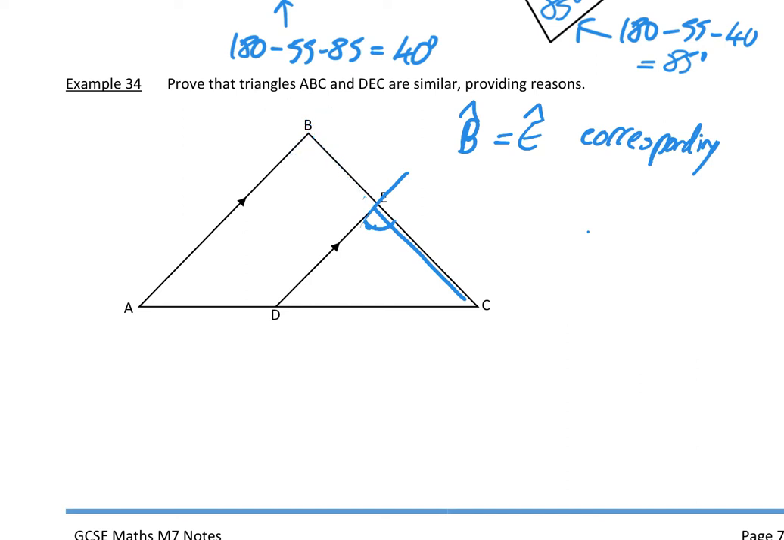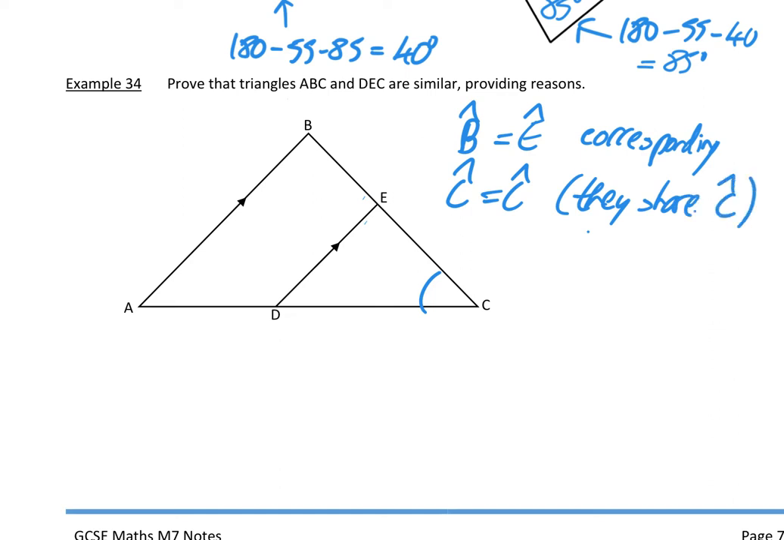Okay, next one we have to do then, we'll do a very easy one. We'll do C. The angle C is equal to angle C. So we'll just say they share that same angle. They share the angle C. That's dead easy. Then the last one for us to do is here.